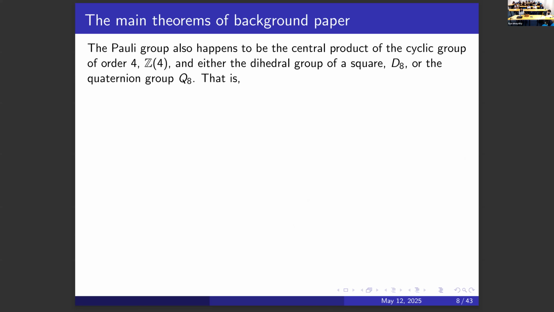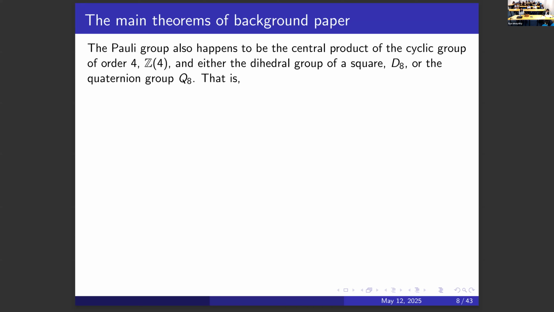So why the central product? Well, the Pauli group itself can be written as a central product. It's actually a central product involving the dihedral group of order 8. I use D8 to denote the dihedral group of order 8. It's the dihedral group of a square, but it has order 8. And we use D8 just to be consistent with the notation of the quaternion group, also of order 8, and to show that these two groups are actually very similar in terms of their structure. You will even see that their structure in graphs makes them very similar.